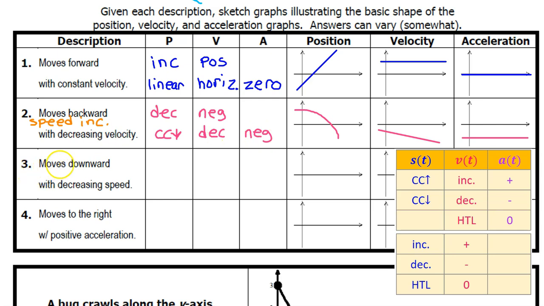Number 3, moves downward with decreasing speed. The direction corresponds to the sign of velocity. So if the object is moving downward, the velocity is negative. And if the velocity is negative, that means the position is decreasing. If the speed is decreasing, we know that the velocity function and the acceleration function have opposite signs. Since we already know velocity is negative, then acceleration must be positive. And if acceleration is positive, it means velocity must be increasing.